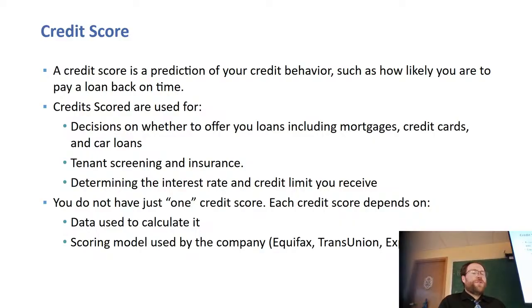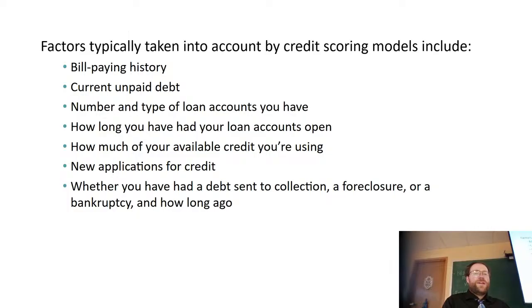And basically, it's a number that includes different things like how good you are at paying your bills on time, how much debt you have, the number and type of loans that you have, how long you have had them, are you using all of the money that you can borrow, or have you had to do things like get debt sent to collections or file for bankruptcy or those sorts of things. Generally, the higher the number, the better the credit score.